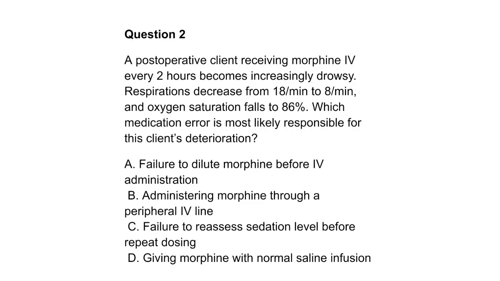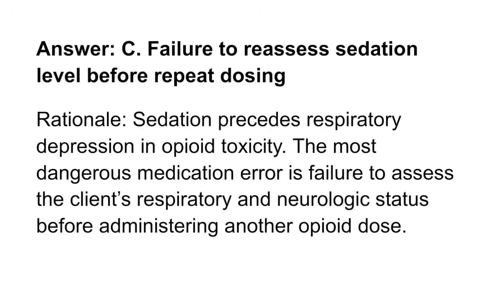A. Failure to dilute morphine before IV administration. B. Administering morphine through a peripheral IV line. C. Failure to reassess sedation level before repeat dosing. D. Giving morphine with normal saline infusion. Answer. C. Failure to reassess sedation level before repeat dosing.